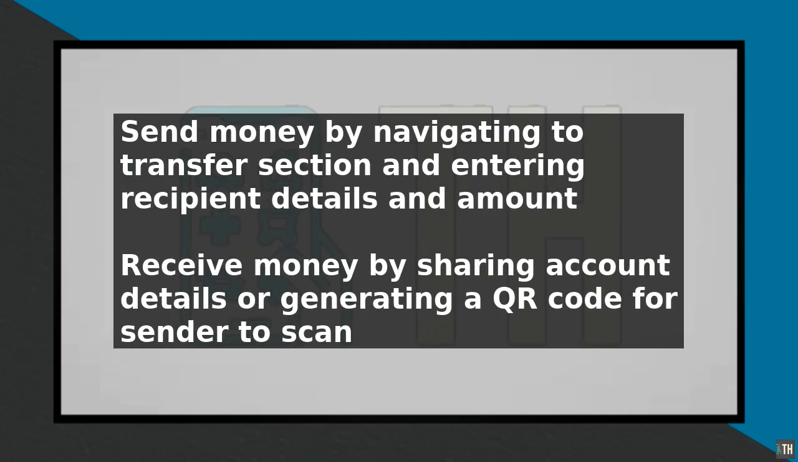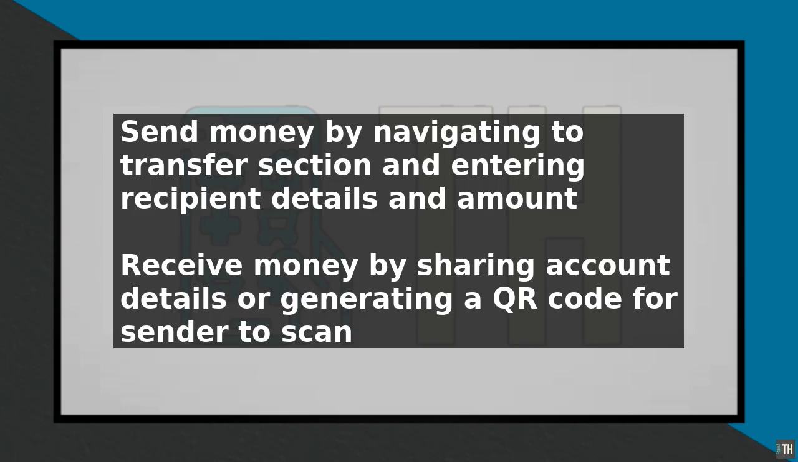To receive money, simply share your account details with the sender. You can also generate a QR code that the sender can scan to initiate the transfer. The N26 app also allows you to set up direct debits and standing orders for regular payments.